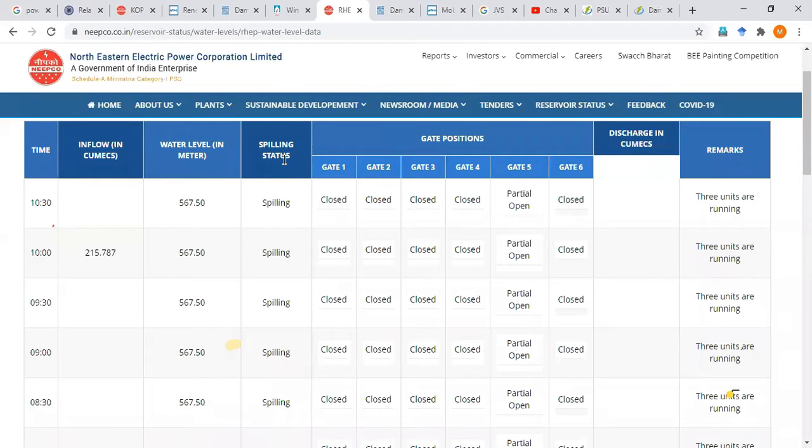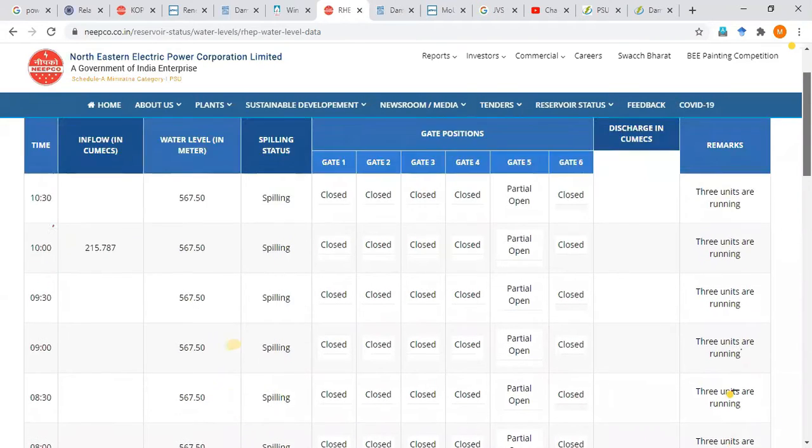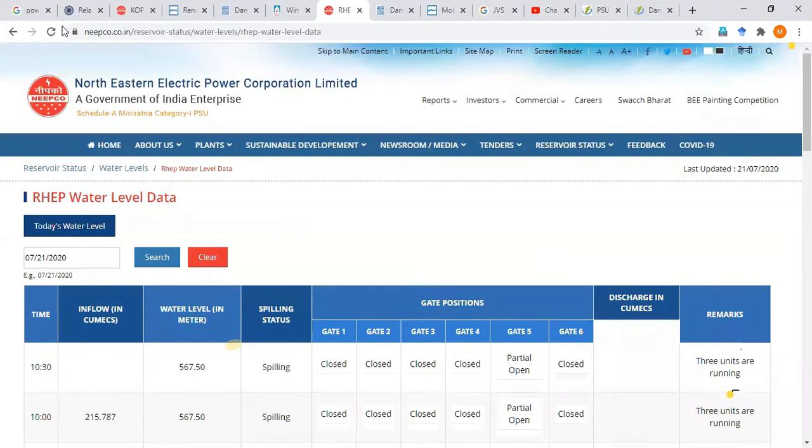Then about the spilling status. Then the number of gates, which gate is open, which gate is closed. So if you take into consideration the first row, the first, second, third and fourth gates are closed, and the fifth gate is partially open, and the sixth is closed. In the remark, we can see that 3 units are running, meaning out of the available units in this particular power plant, 3 units are generating electricity with the help of water.